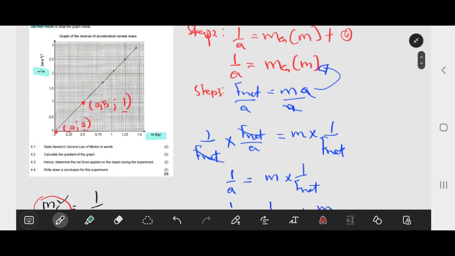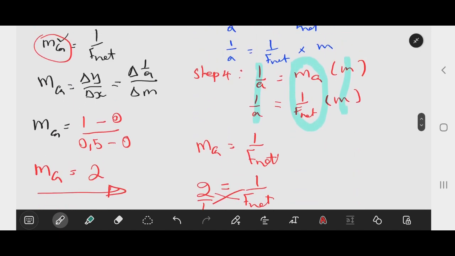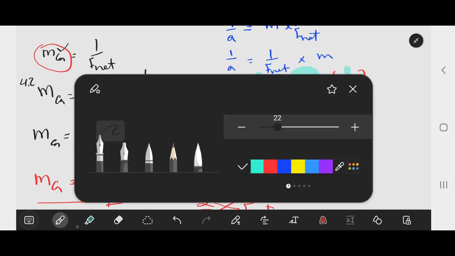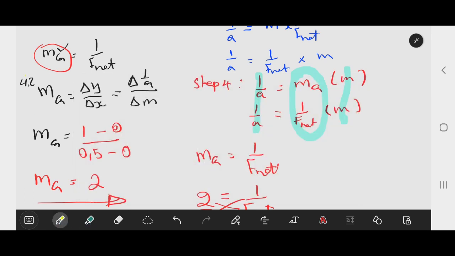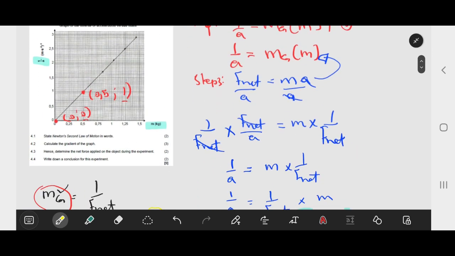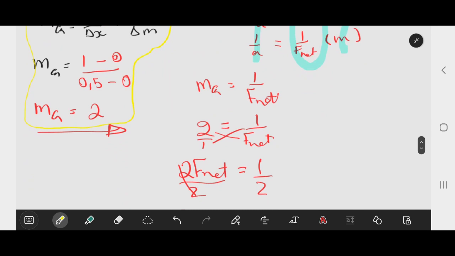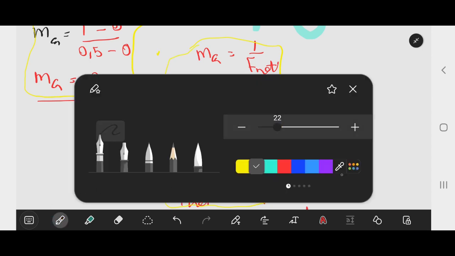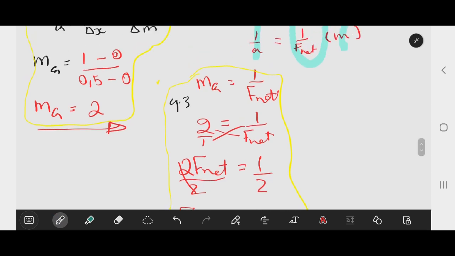And 4.2, calculate the gradient of the graph. So the gradient, we have calculated the gradient as 2. So this part here is 4.2. This is the gradient, and then hence determine the net force. So the net force on the object, this is the calculation that we have made through our graphical analysis. So the net force, that is 4.3.